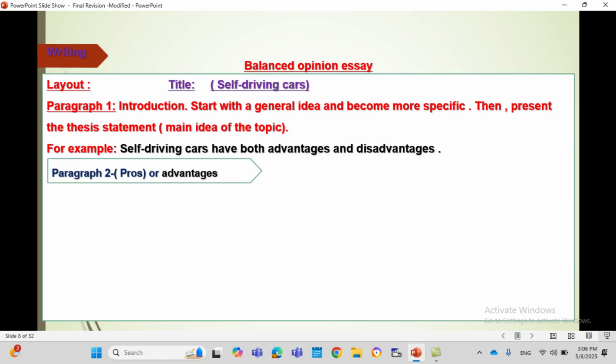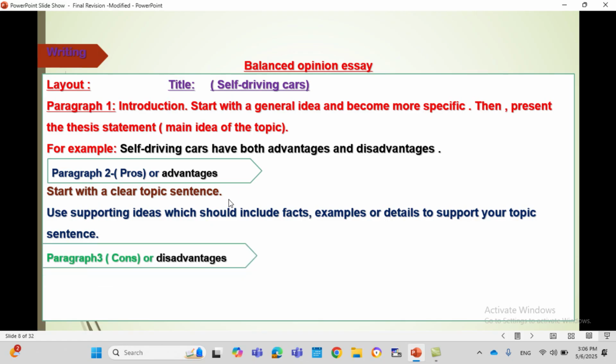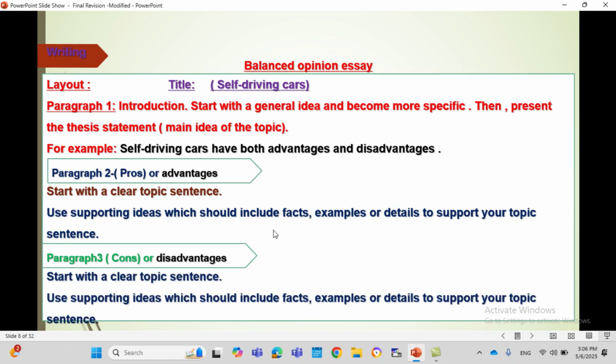In paragraph 2, we present the pros or the advantages. We start with a clear topic sentence. And after that, we use supporting ideas, which should include facts, examples, or details to support our topic sentence. After that, we turn to the cons or disadvantages. You start with a clear topic sentence, and we use supporting ideas, which should include facts or examples or details to support your topic sentence.